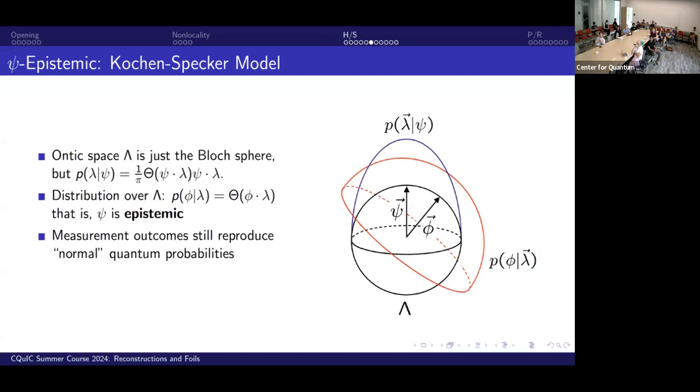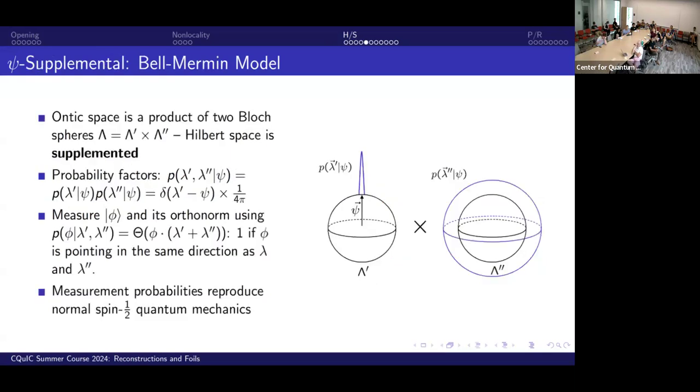And now for the third example, you have this Cauchy spectrum model for the psi-epistemic theory. The ontic space in this model is actually again, yes, I just want to clarify on the previous one, does that mean we have essentially a hidden variable model for a single qubit? Is that what they're showing, or is it a different thing?